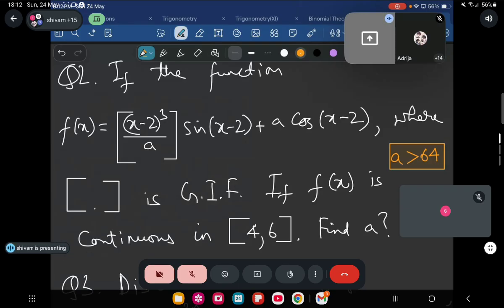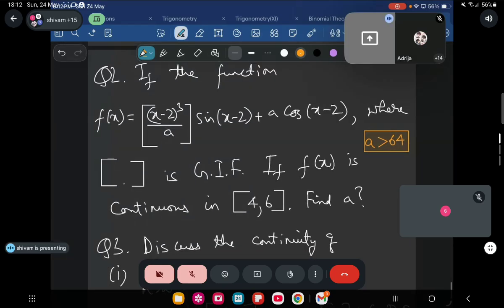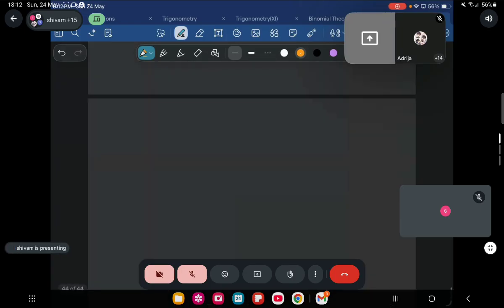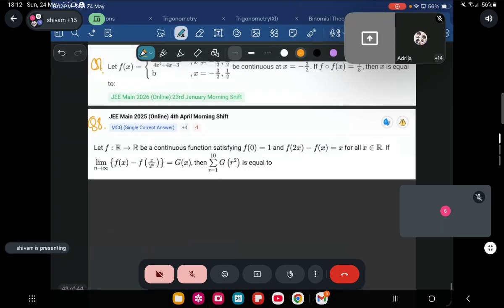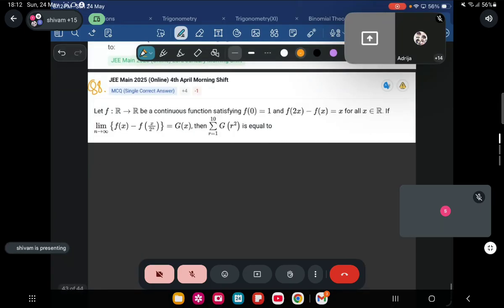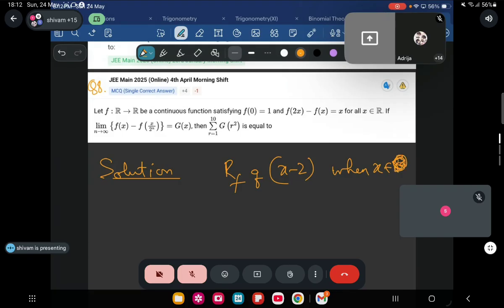Okay. Next. So try to understand. Box function is always discontinuous at integers, whenever it is an integral value. Let us find out the range of x minus 2 whole cube. Shamli, tell me what is the range of x minus 2 whole cube when x belongs to 4,6?